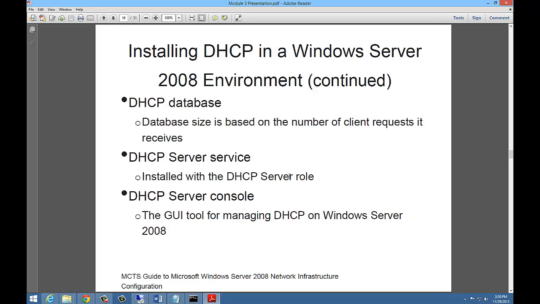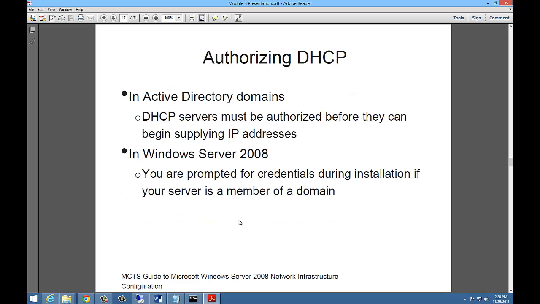The server service is installed with the DHCP server role. So if you just install DHCP Server on your Windows 2008 server, then you will see a new service for DHCP Server. The DHCP Server console is the GUI tool for managing the DHCP on Windows Server 2008, which I will show you. In Active Directory domains, this means if you have Active Directory running, not just in a workgroup, but an actual Active Directory where there are domain controllers, then you must authorize a DHCP server so that way you don't end up running into another DHCP server. So it's its way of protecting itself. In Server 2008, you're prompted for credentials during installation if your server is a member of a domain.